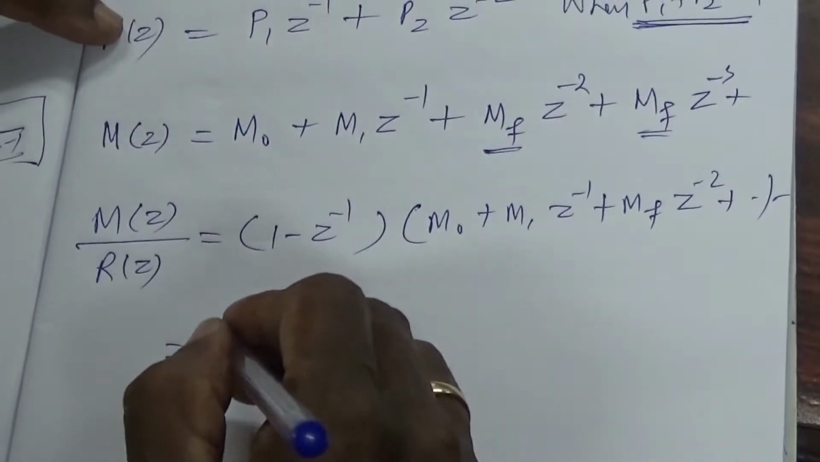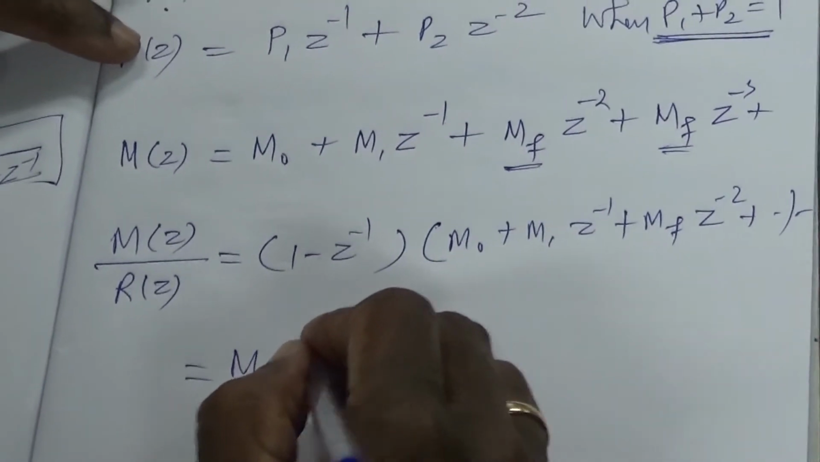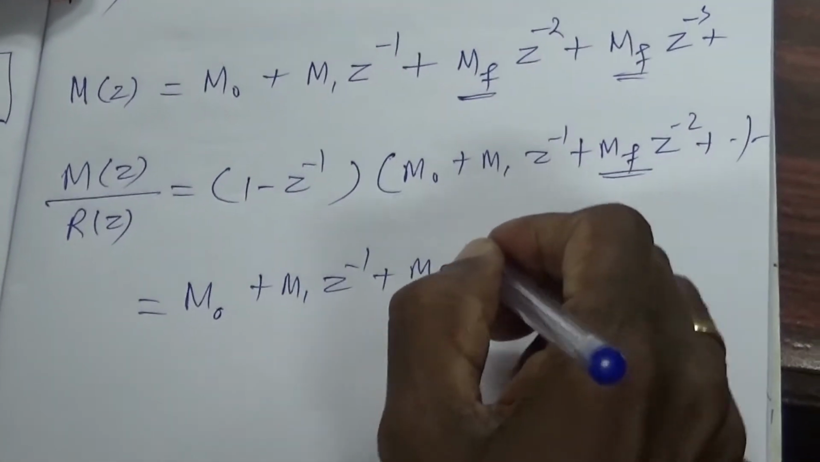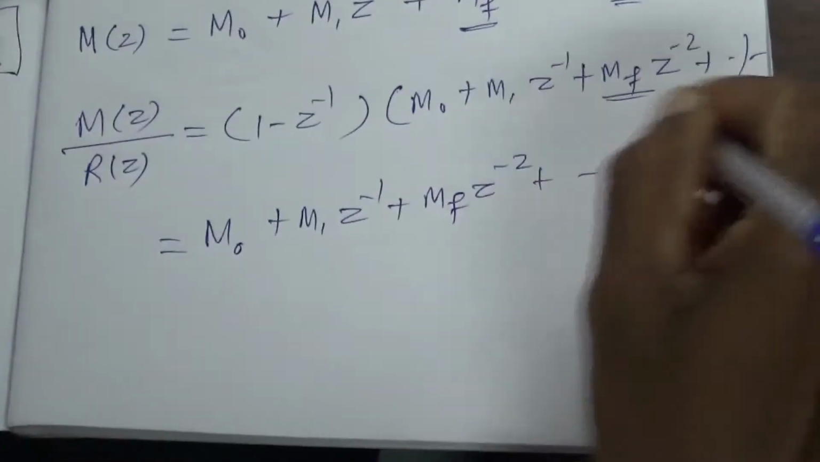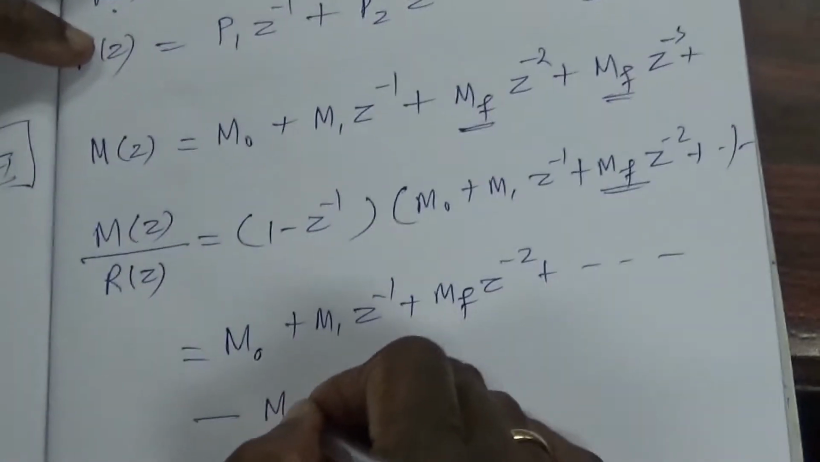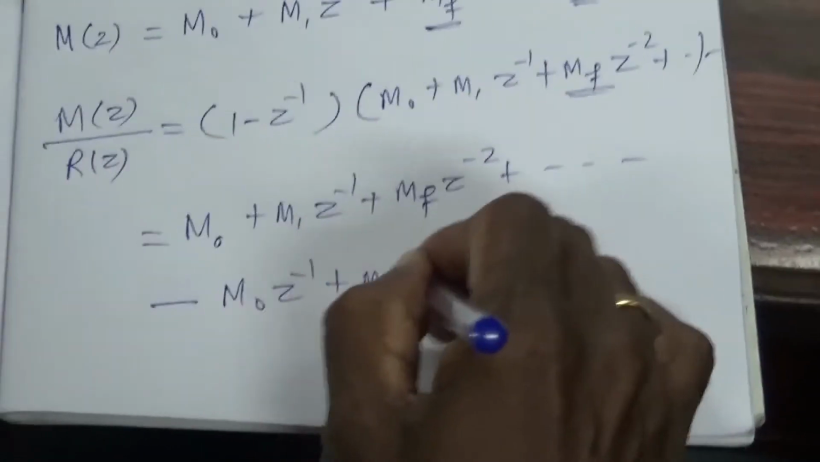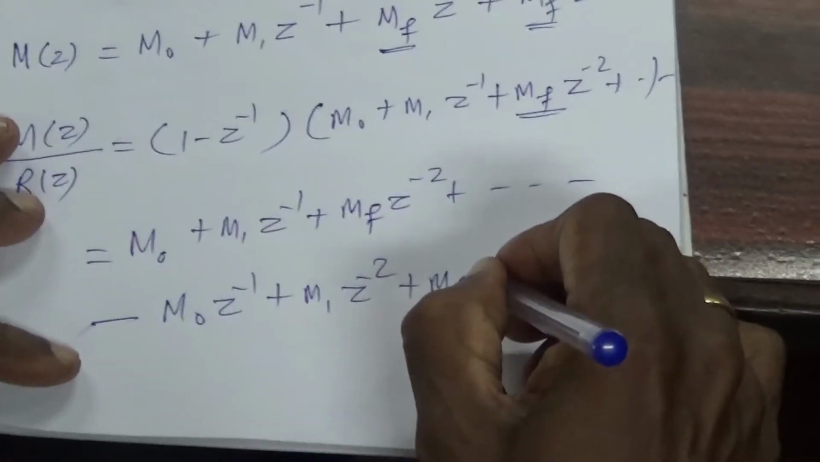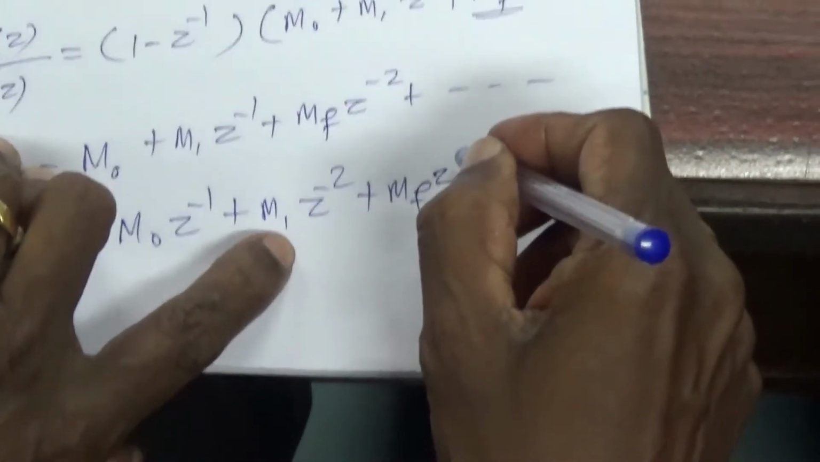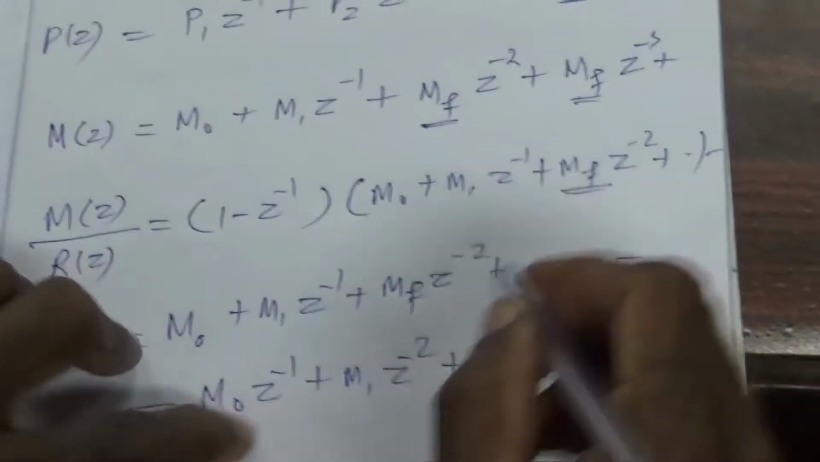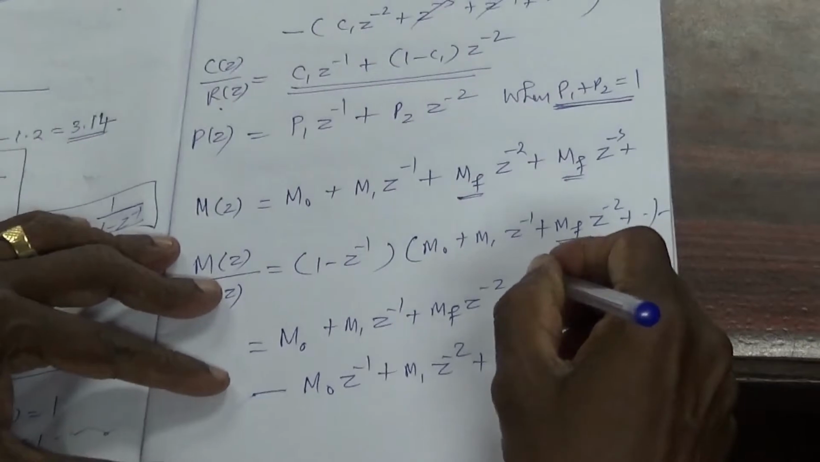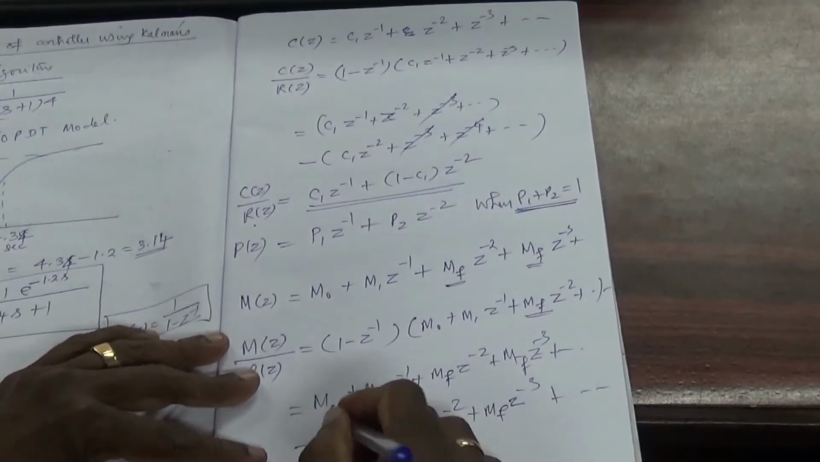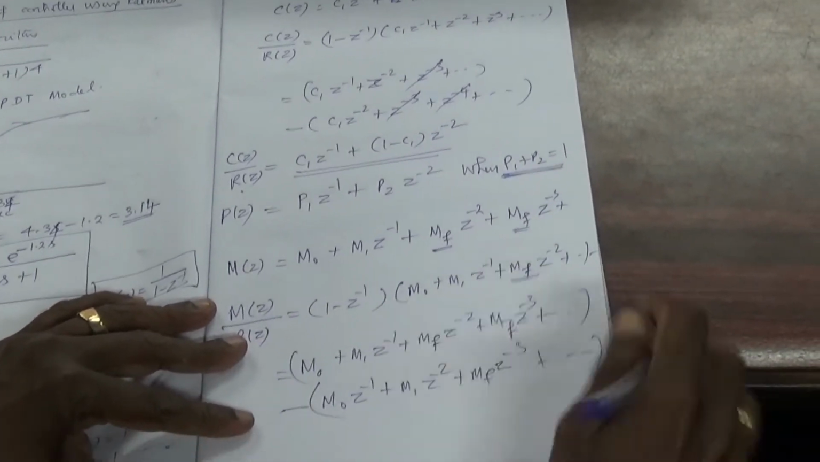If you multiply this, you will get m naught plus m1 z power minus 1 plus mf, final value of controller output, minus 2 plus etc. minus m naught z power minus 1 plus m1 z power minus 2 plus mf z power minus 3 plus etc. So from m of z power minus 3 onwards, all getting cancelled because of this negative sign, all getting cancelled from m of z power minus 3.